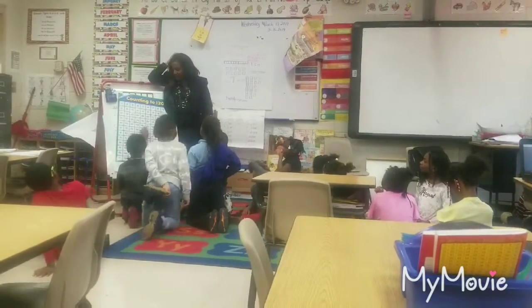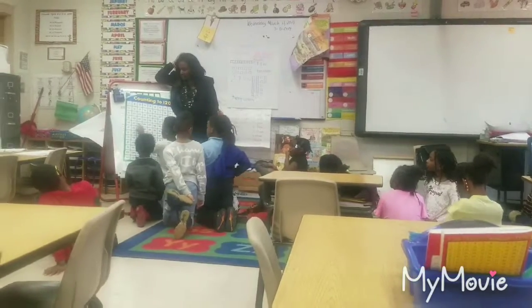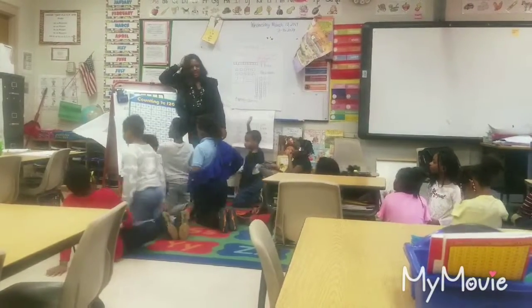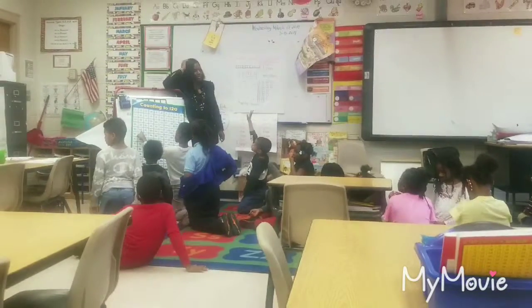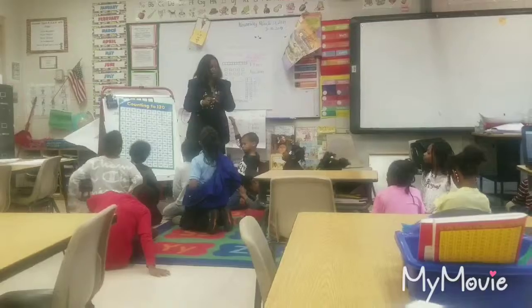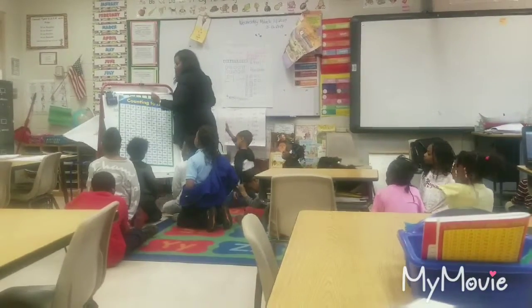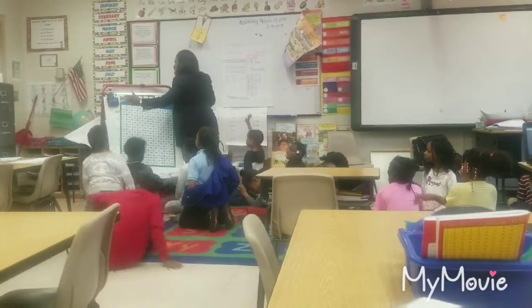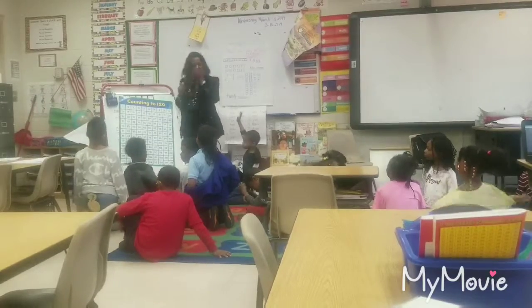I need to take 5 away. Okay, that's correct. I'm going to be at what number? 42. So you're going to move. If I'm taking away, you're going to move to your left. If I'm adding, you're going to move to your right.